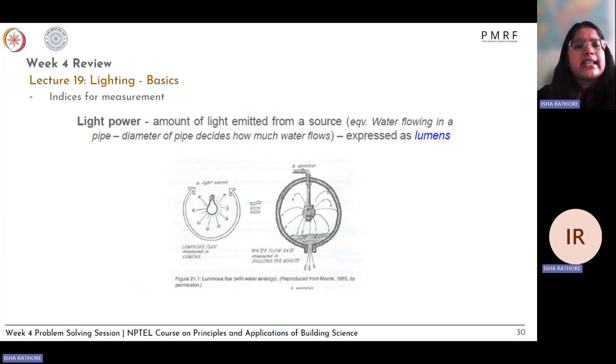So a few key terms, like light power, which is the amount of light emitted from a source. The equivalent of this is water flowing in a pipe, where the diameter of the pipe determines how much water flows. Similarly, light power is the amount of light which is emitted from a source. And this is expressed in the unit called lumens. Lumens is the SI unit for light power. Okay, so this is the analogy basically.